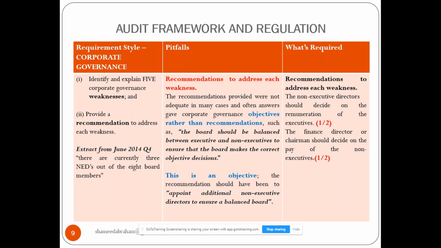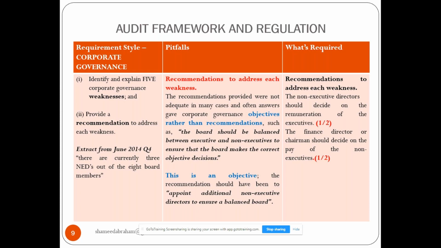In the middle column of the table on the slide, the recommendations provided were not adequate. Good objectives say that the board should be balanced between executive and non-executives to ensure that the board makes the correct decisions. That is an objective. That is not a recommendation. If we have identified a weakness in terms of the executive management setting remuneration, the recommendation ought to be practical again, and it's simpler than you think.